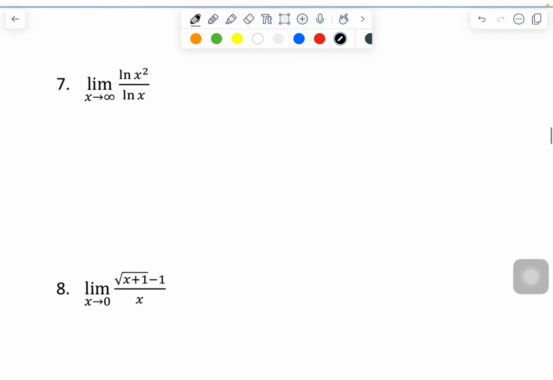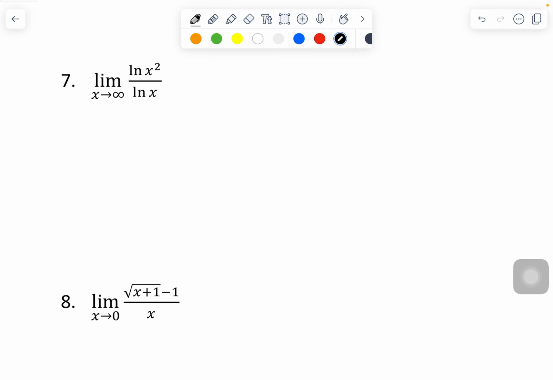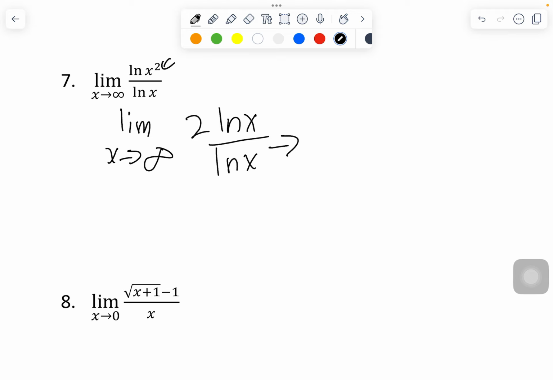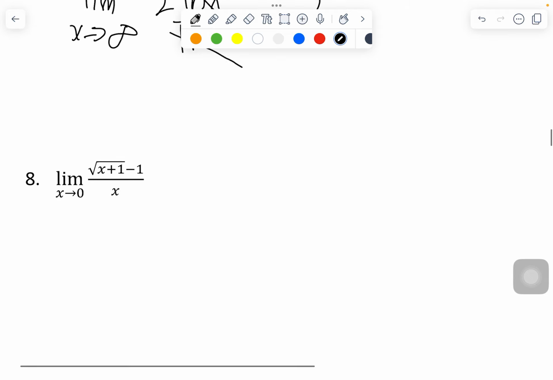And then for this question, we have the limit as x approaches infinity of ln of x squared over ln of x. So we'd have to use properties of logs here. Remember that if we square a value in properties of logs, we can bring it out to multiply. So that would just be 2 because these cancel.